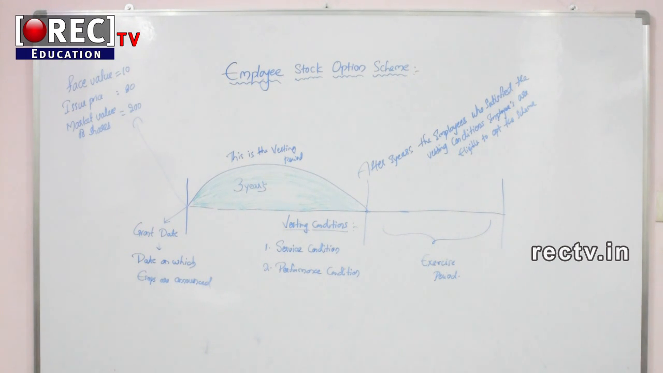There is a period of 3 years, and with the vesting period there are also two conditions to satisfy. These are the conditions the employees must satisfy to obtain the ESOPs. Those conditions are the service condition and the performance condition. Service condition means the employees can't touch, sell or own these shares for a period of 3 years, because they should be in service for 3 years.